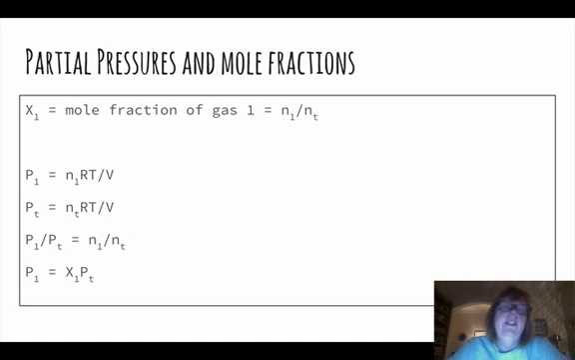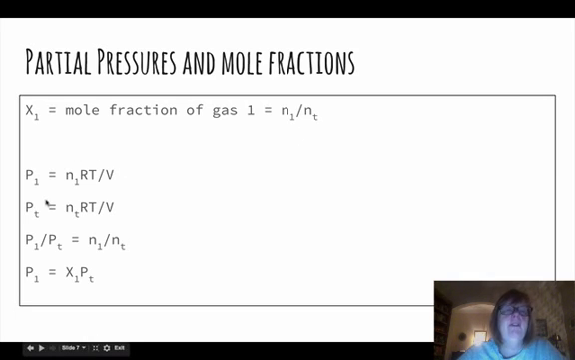Now there's something called mole fractions, and we've not talked about it yet. Mole fraction is just as it sounds. It's given by the Greek letter chi, and the mole fraction of gas 1 is equal to the moles of gas 1 divided by the total number of moles. This has no units at all, it's just how many moles of your gas over the total moles.